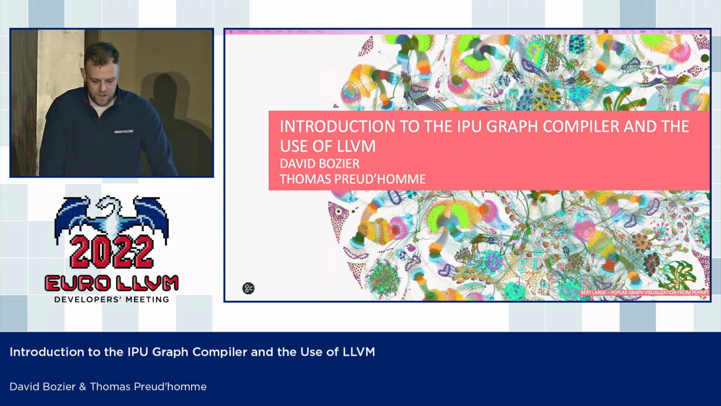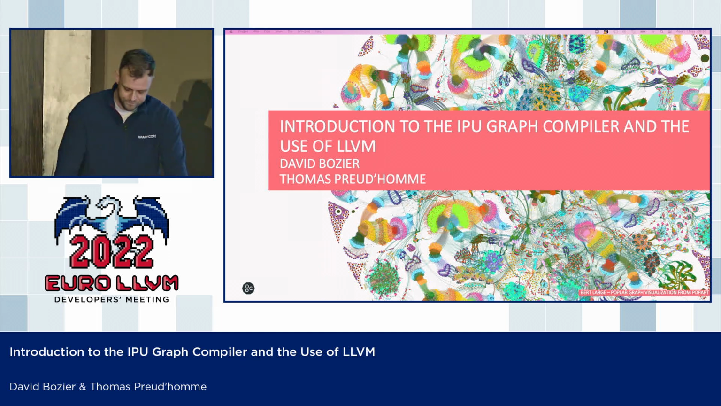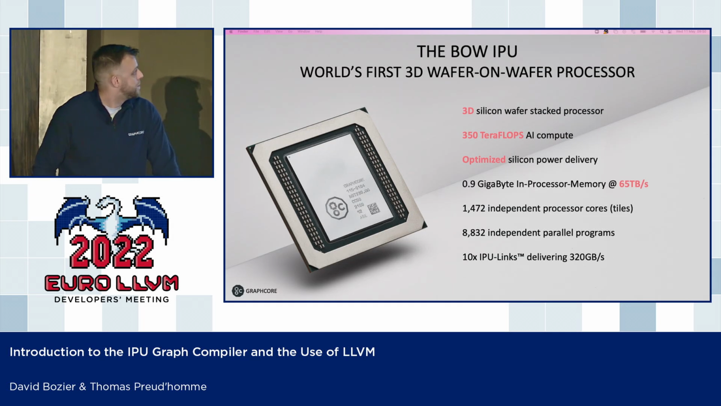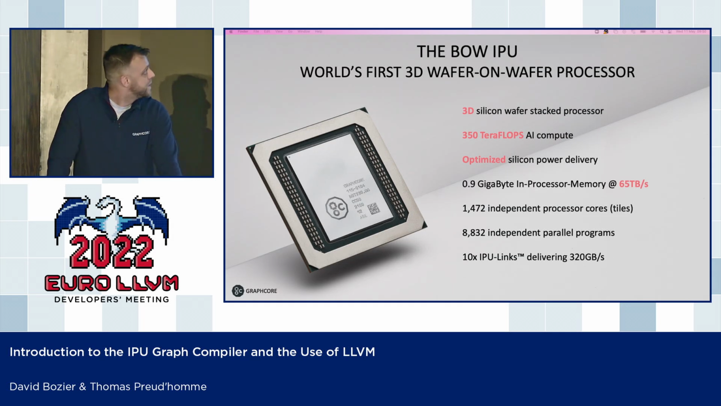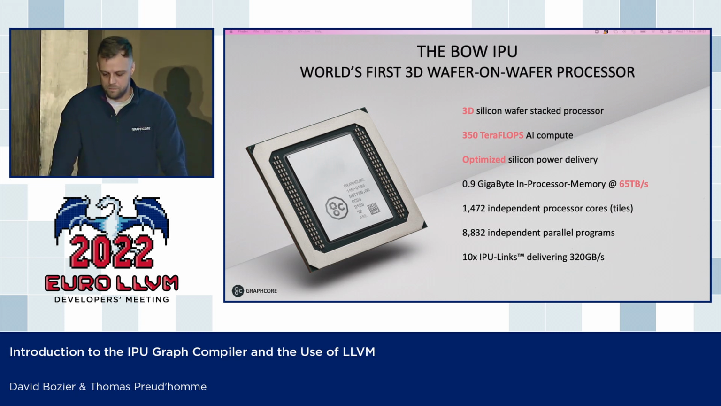So at Graphcore, we provide full solutions that will allow innovators to make breakthroughs in machine intelligence. And we do this by providing a chip we call the Intelligence Processing Unit, or IPU for short. This chip offers 350 teraflops of compute, and it has nearly a gigabyte of in-processor memory, offering memory access of 65 terabytes per second. This memory is evenly split across 1,472 processor cores, or tiles as we call them in software.